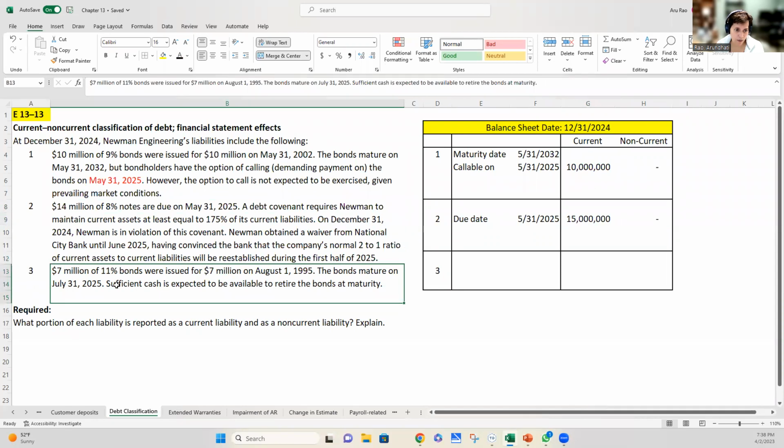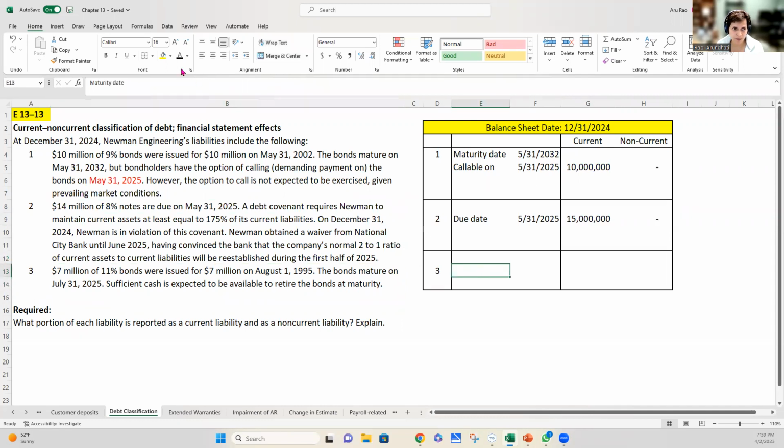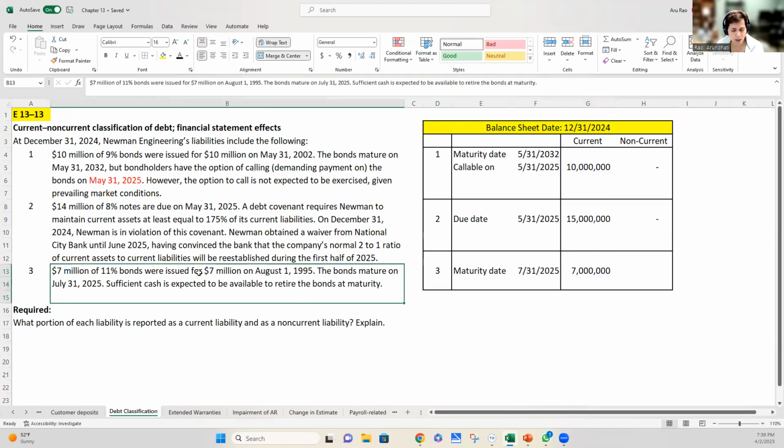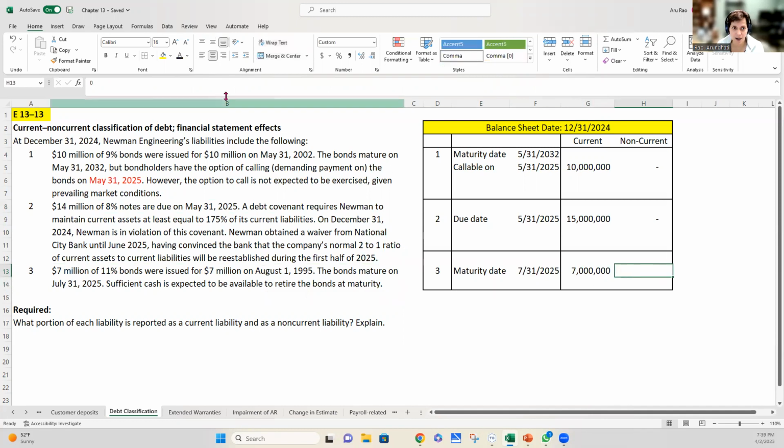$7 million of 11% bonds were issued for $7 million on August 1st, 1995. So this is a ways out. The bonds will mature on July 31st, 2025. Sufficient cash is available to retire the bonds at maturity. Well, the maturity date is next year. It's in 2025. Again, I'm preparing my financial statements on December 31st, 2024. This is within the next year. All of this is current. The good news for us here is that we have sufficient cash. While we can just feel happy about this, it's still a current liability.